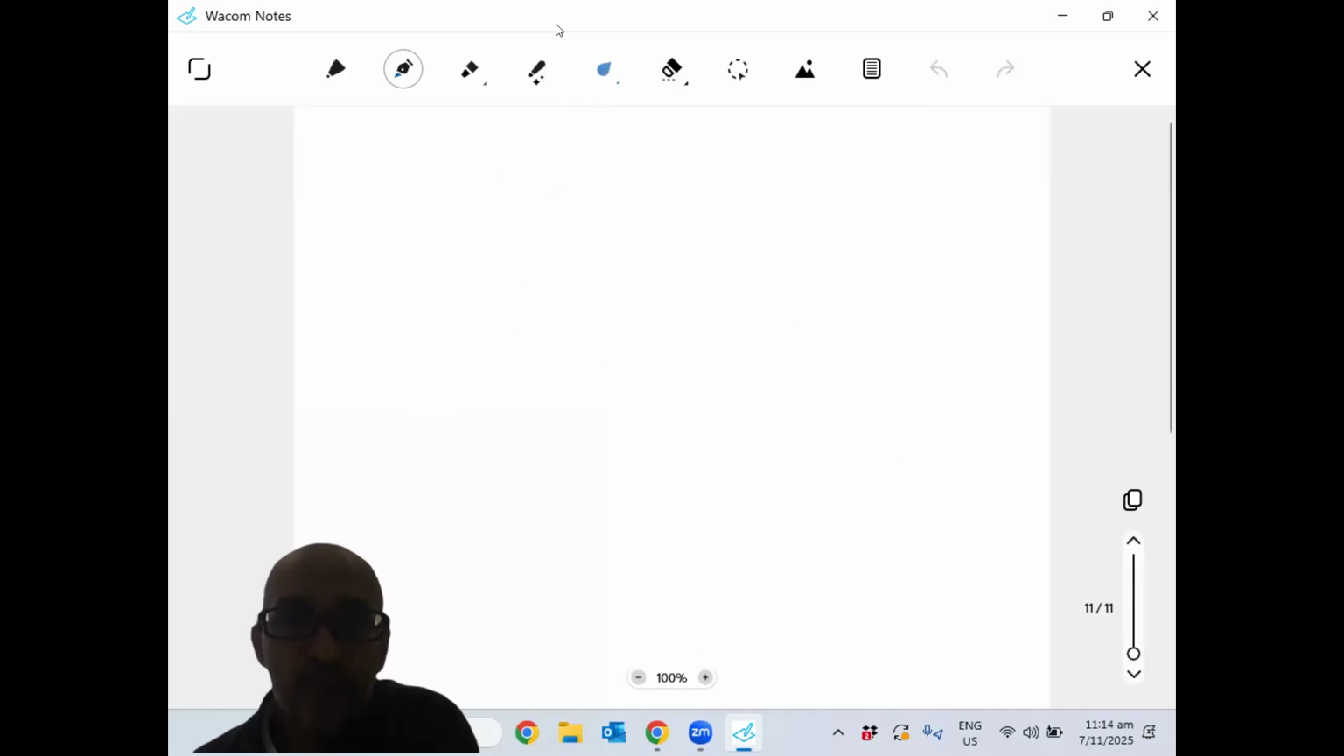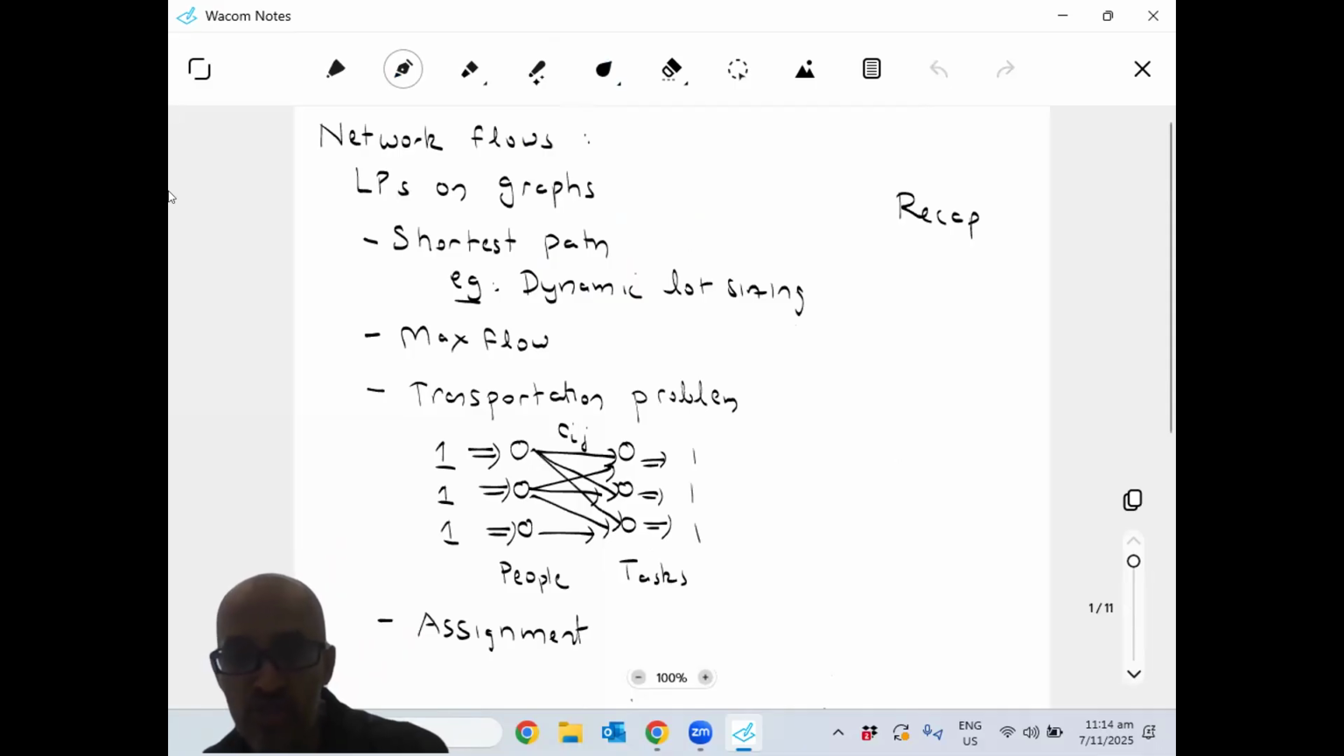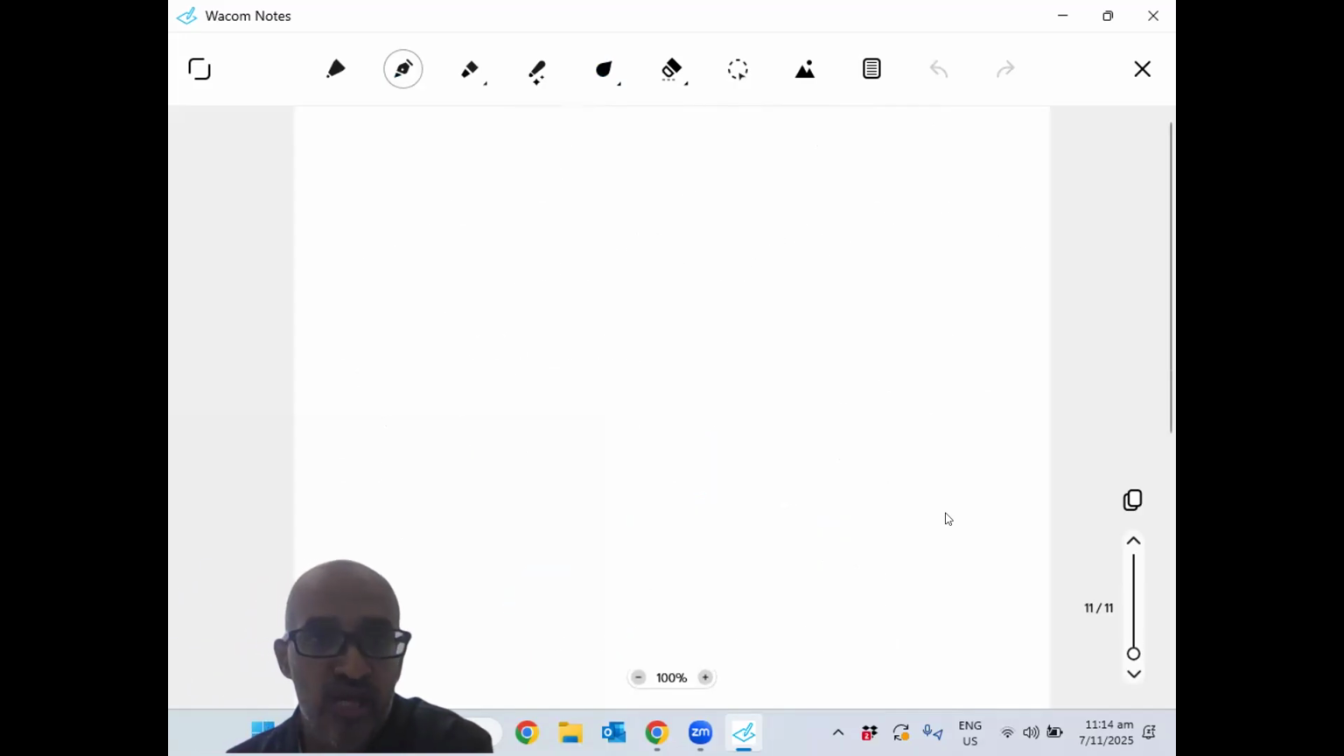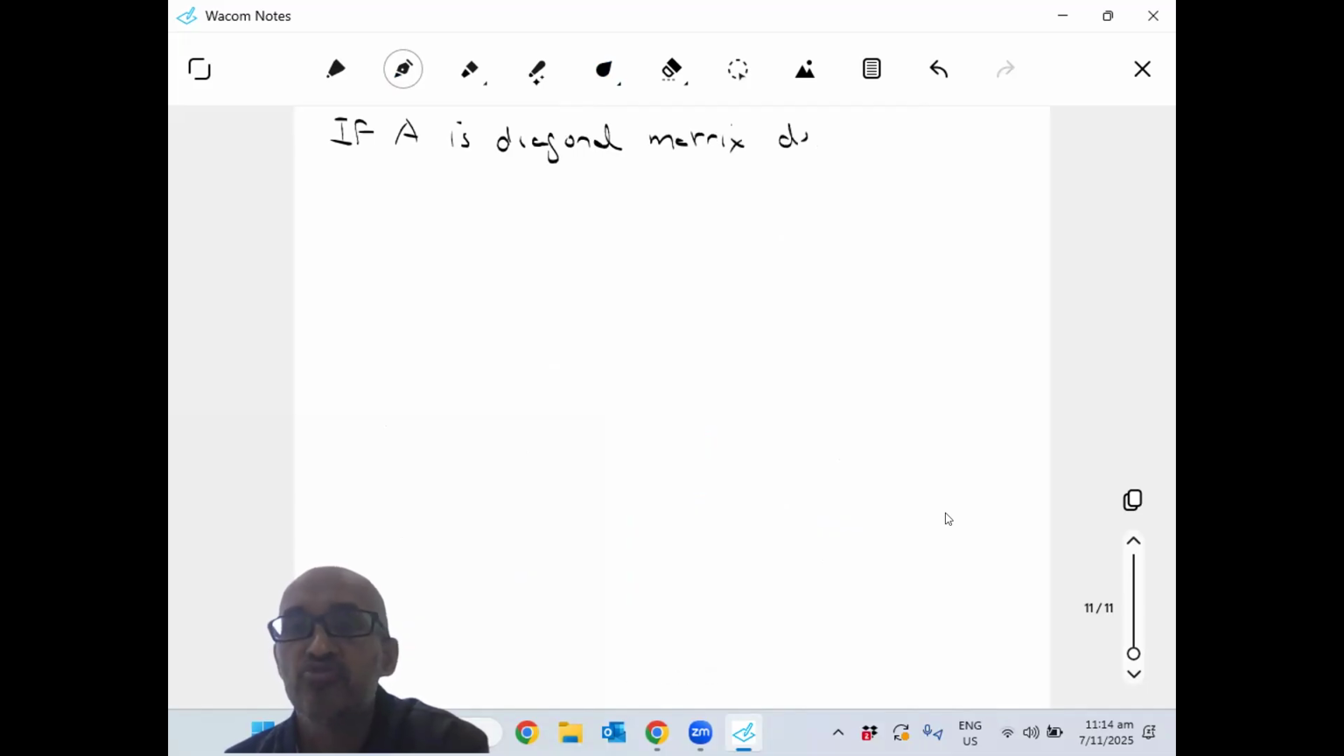Of course, I should also mention this about determinants: if a matrix is diagonal, the determinant is just the product of the diagonal entries. So if A is a diagonal matrix, the determinant is just the product of the diagonals. Fine. So let's first do the first claim.